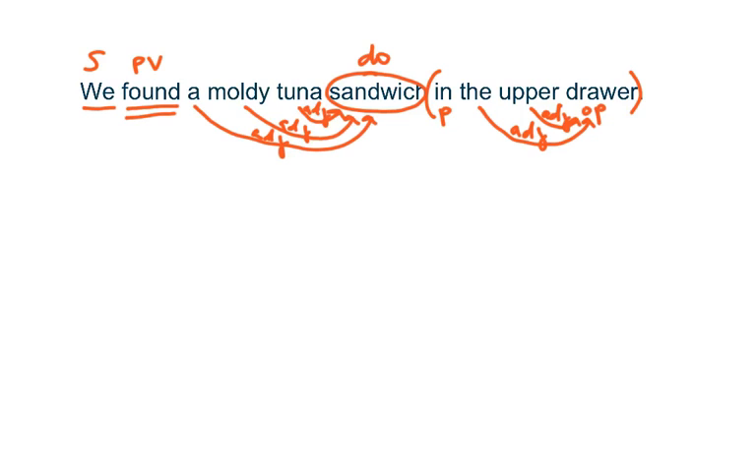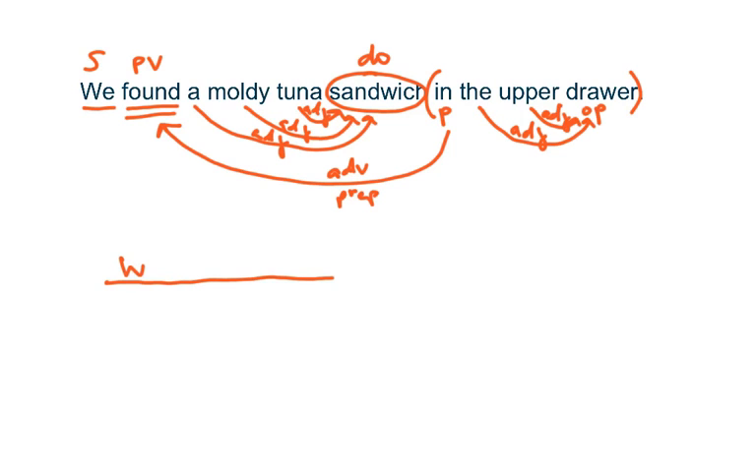Last but not least, what does our prepositional phrase modify? In the upper drawer. Where we found the sandwich, right? Well, we found in the upper drawer the moldy tuna sandwich. Adverbial prepositional phrase. Okay, let's diagram. We, capital, found, direct object line, sandwich.